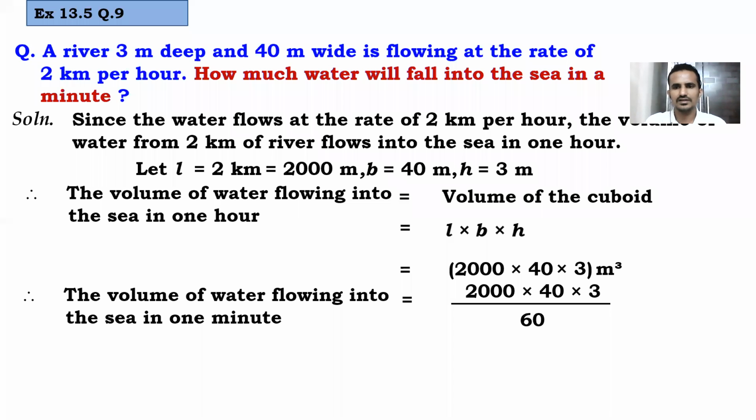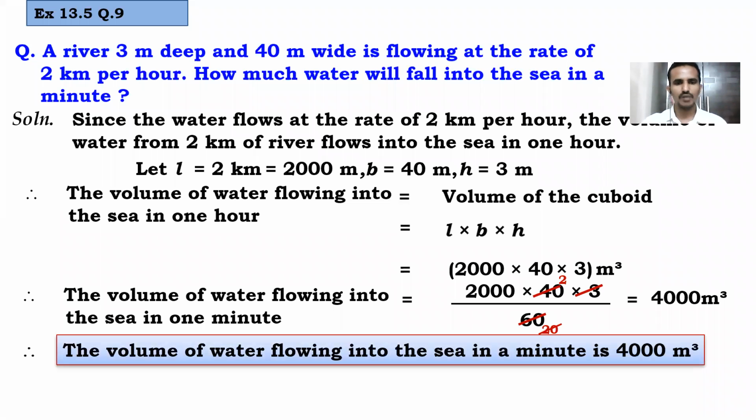So you can cancel the zeros, then we can divide 3 to the 60, or we can say 3 twenties are 60, and the zeros get cancelled. Then we have 2 to the 4, or we can say 2 twenties are 40. So we have 2000 multiplied by 2, that will be 4000 meter cube. Okay, so this is going to be our final answer. The volume of water flowing into the sea in 1 minute is 4000 meter cube.